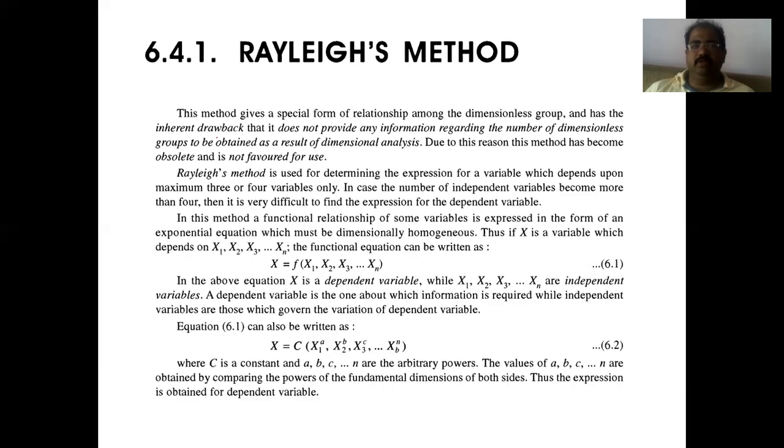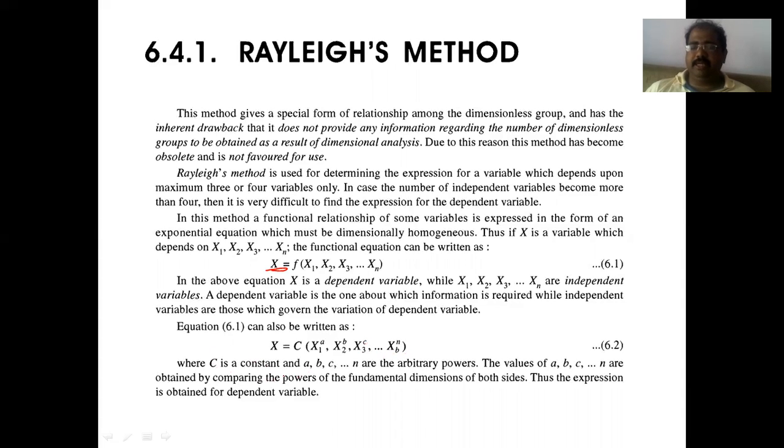So the first one is the Rayleigh method. In this method, you have the opportunity of equating two different quantities. The first one is x, and the second is a function of depending factors. These depending factors are x1, x2, xn, and so on. This will be denoted by x1 raised to power a, x2 raised to power b, x3 raised to power c, and so on.